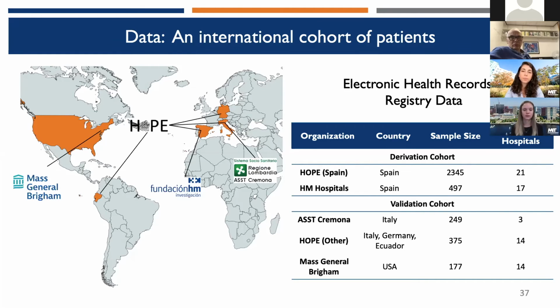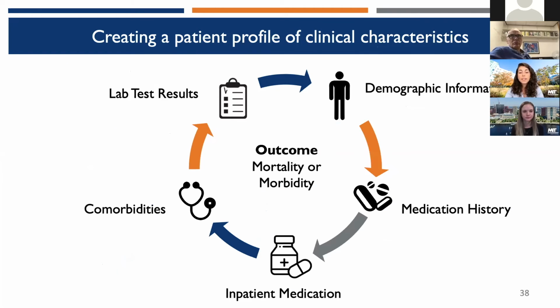We compiled a set of 32 features, including demographic information, medication history, inpatient medication, comorbidities, and lab test results. And here, our outcome of interest is not only inpatient mortality, but also morbidity. Morbidity refers to an adverse event during hospital admission, including heart failure, acute renal failure, sepsis, and an embolic event. And its prevalence varied from 20 to up to 35%, depending on the site.